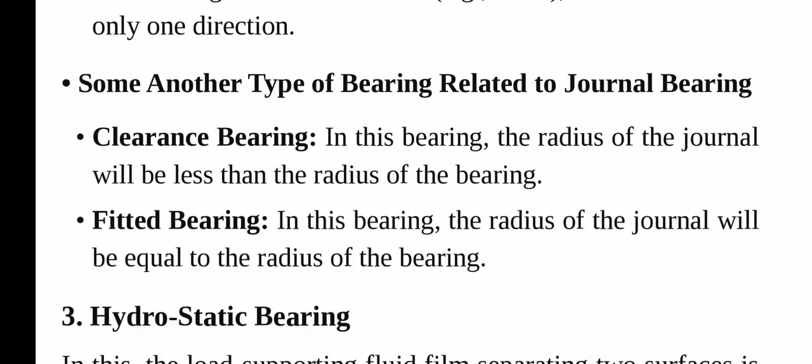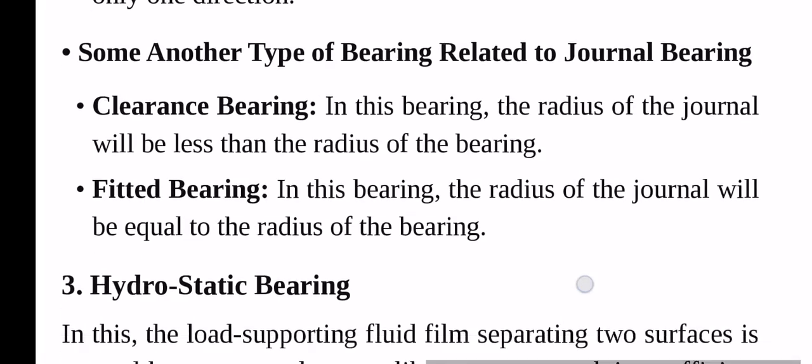Some other types of bearing related to journal bearing. Clearance bearing. In this bearing, the radius of the journal will be less than the radius of the bearing. Fitted bearing. In this bearing, the radius of the journal will be equal to the radius of the bearing.